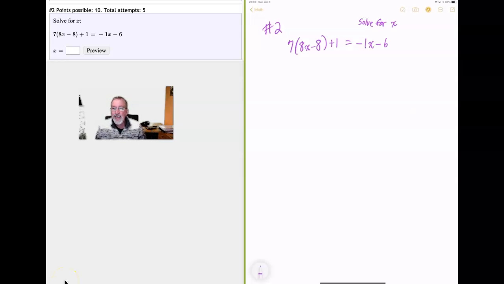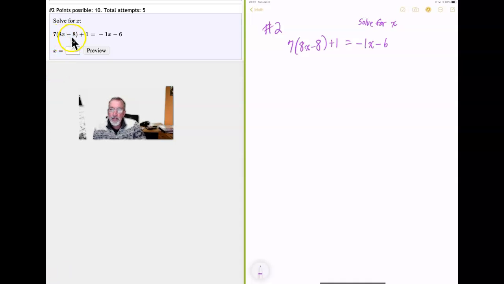Hello, everybody. This is part of a series of practice problems for the midterm for Math 55. This is problem number 2, and it's just like problem number 1. Very similar format, and maybe slightly less complicated. So we're going to go ahead and work this. We're going to solve for x.